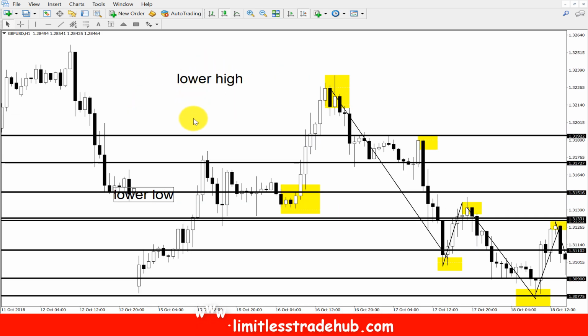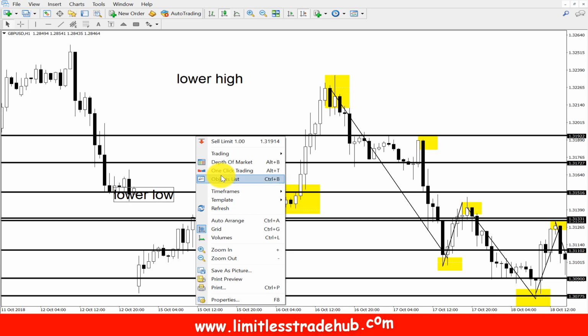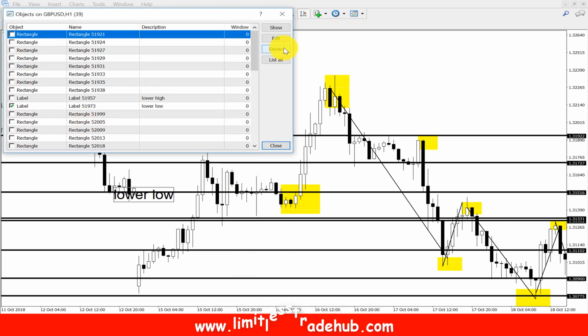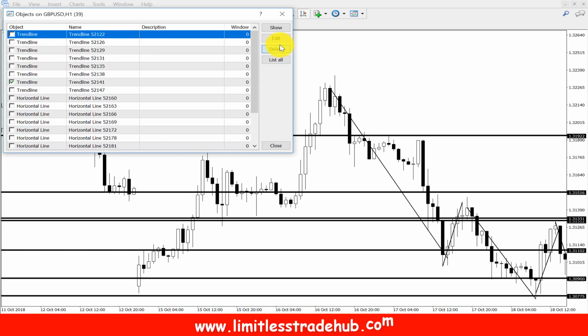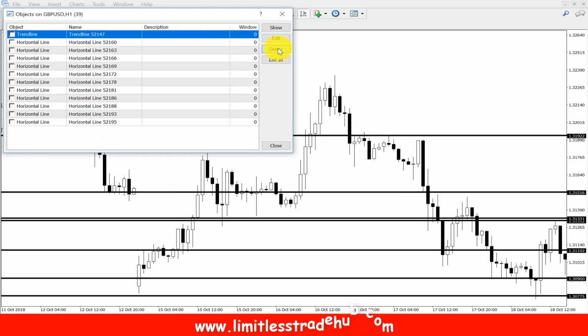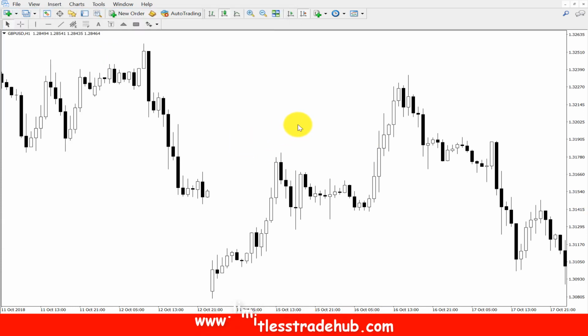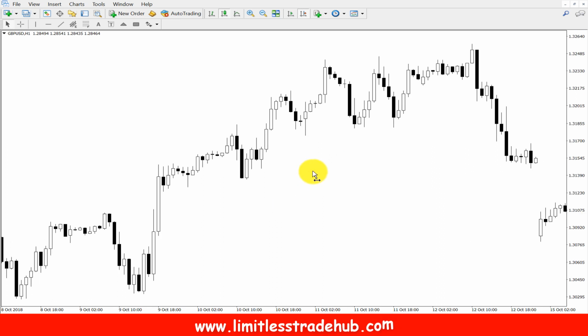But now we will check how we can trade in an uptrend. How can we use this information in an uptrend market? In an uptrend market, we always find higher highs and higher lows, like this way.